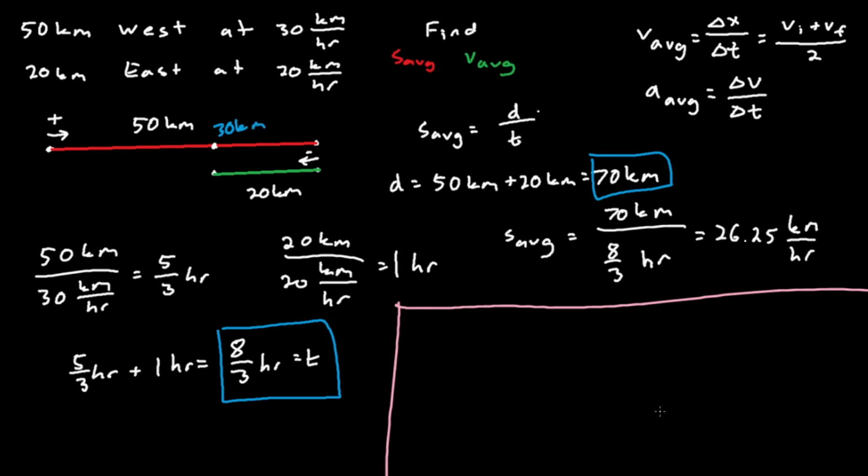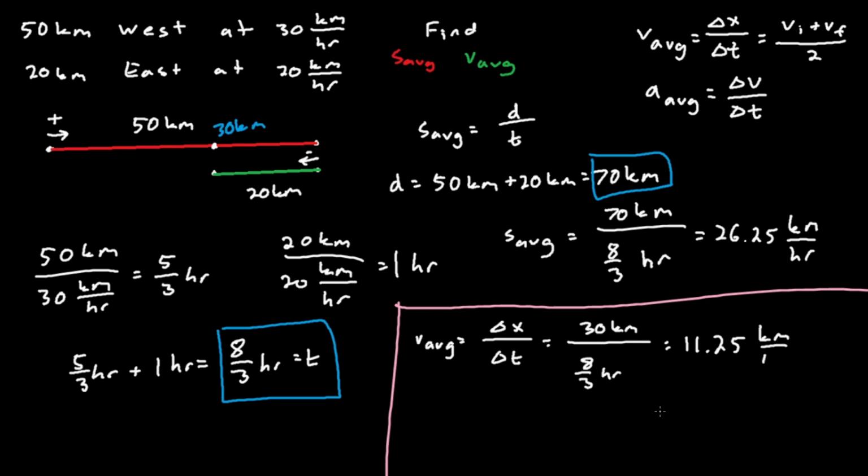So average velocity is equal to change in position over change in time. And in this problem, we have 30 kilometers as your change in position over change in time. We already saw the change in time is 8 over 3 hours. So if you write all this down, you would get 11.25 kilometers per hour.